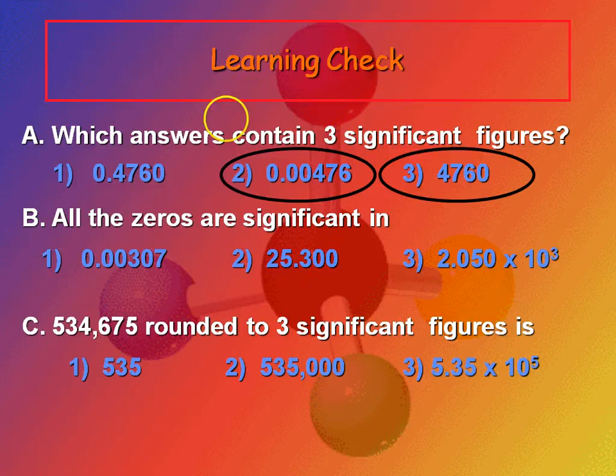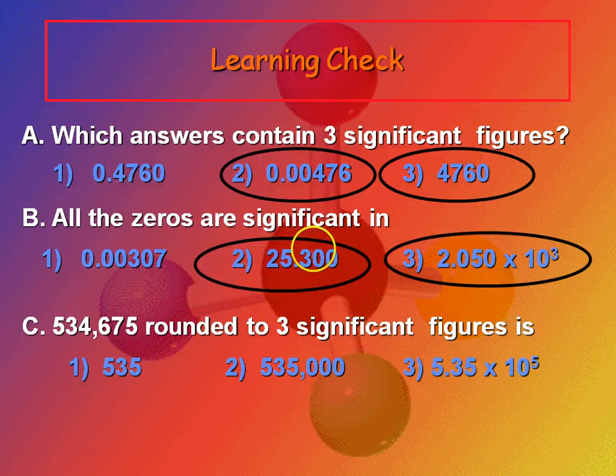That's correct. Choice 2 and choice 3 contain 3 significant figures. We have a decimal here, which makes that one significant, so this one has 4. And these are either left side zeros or right side zeros. It says all the zeros are significant in which one, or which ones? That's correct, 2 and 3 again.